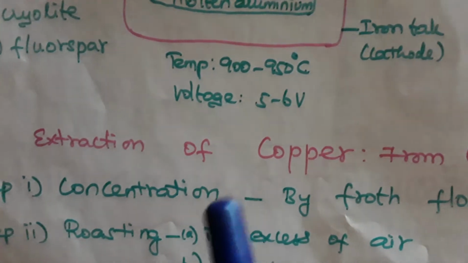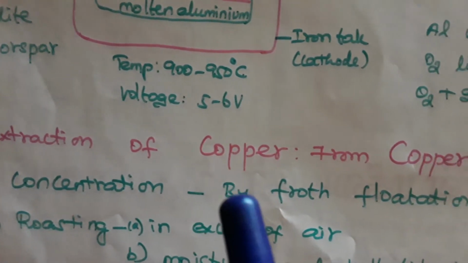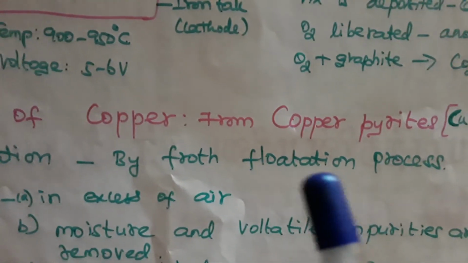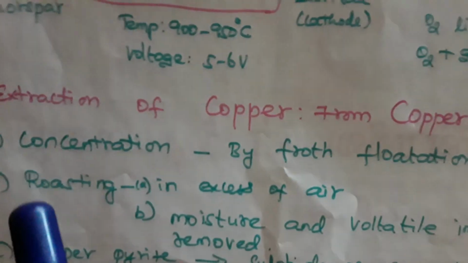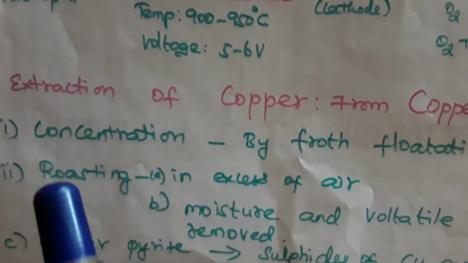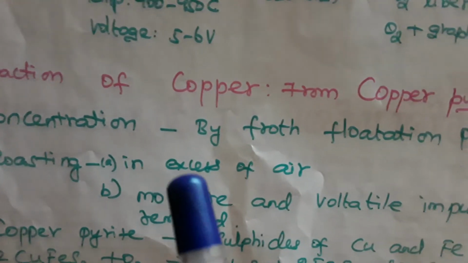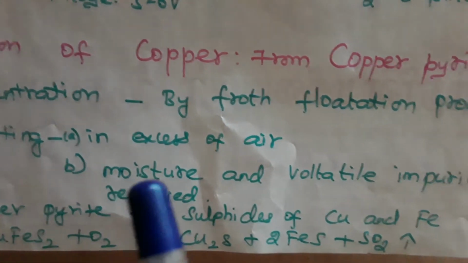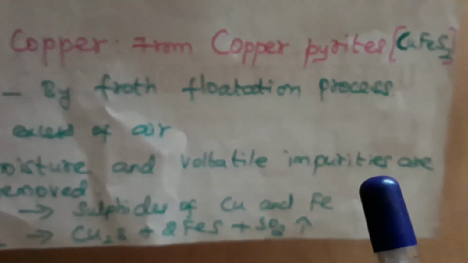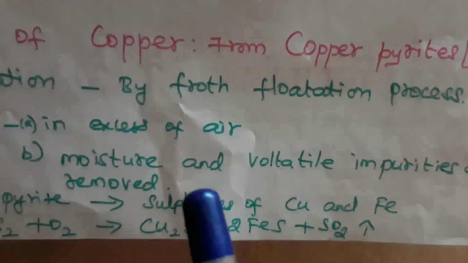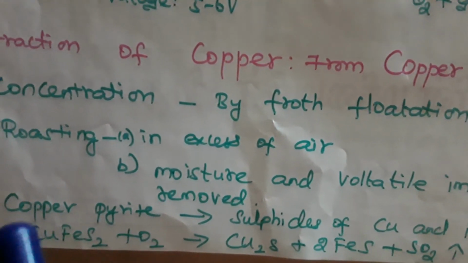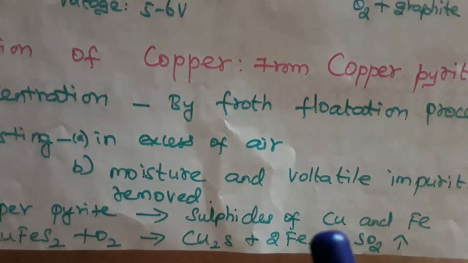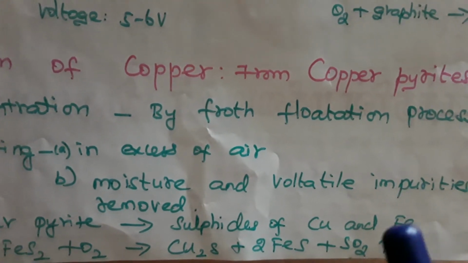Step 1, concentration. This copper pyrite ore is powdered and concentrated by the froth flotation process. What is the second step? Roasting. Roast the concentrated ore in excess of air. During the roasting, moisture and volatile impurities are removed. Finally, copper pyrite is partly converted into sulfides of copper and iron.